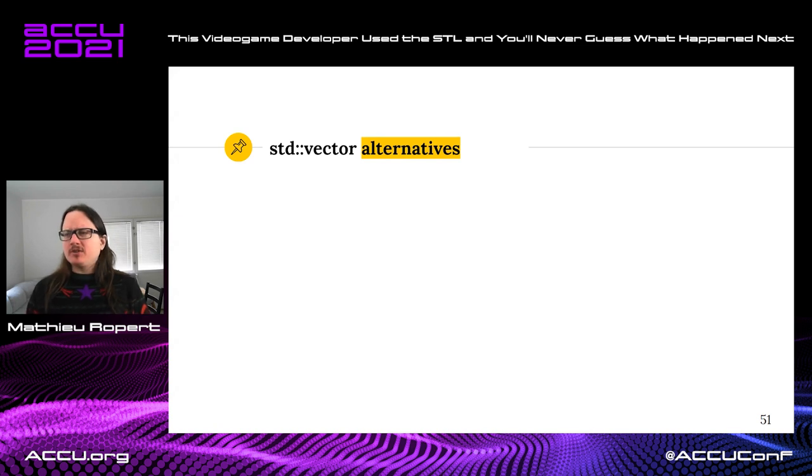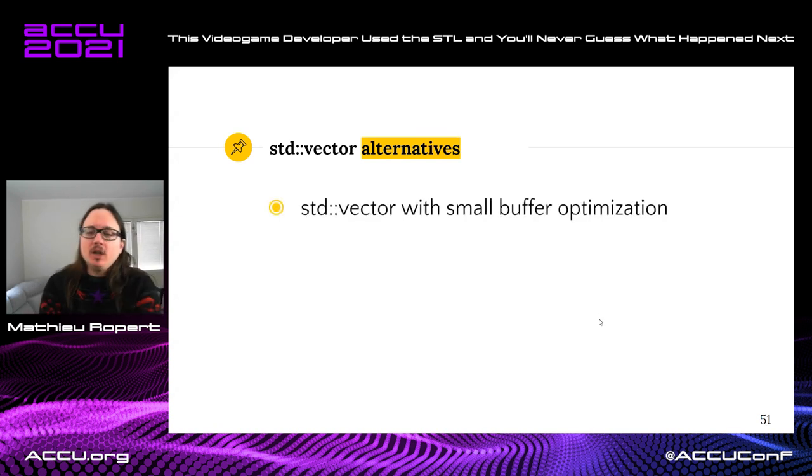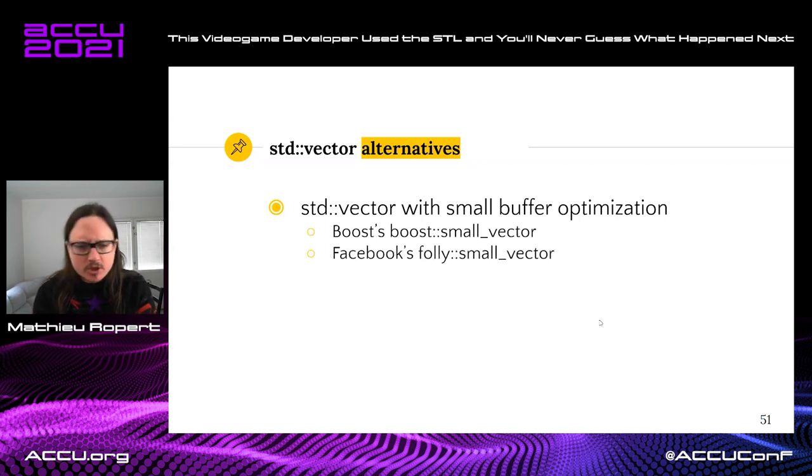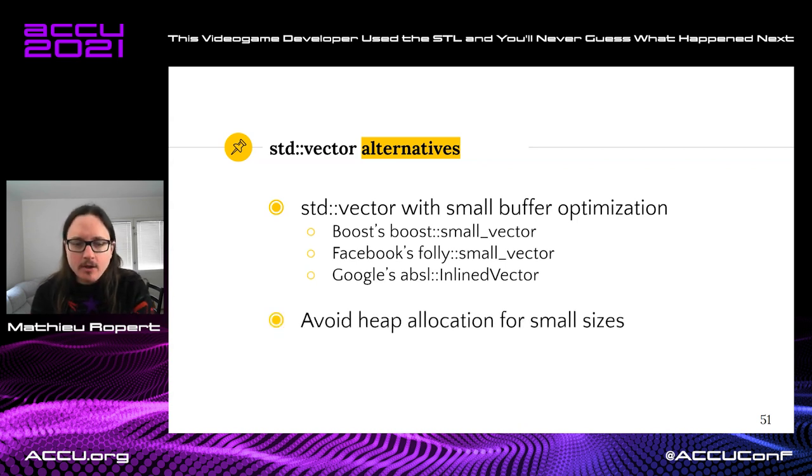Now, if you want to look at alternatives, what do we have? Small buffer optimization is probably the first one I mentioned. We kind of would like to have one. Boost has one called small vector. Facebook has one, which is also called small vector. Google has one called inline vector. The naming is not entirely consistent here, but it's the same idea.